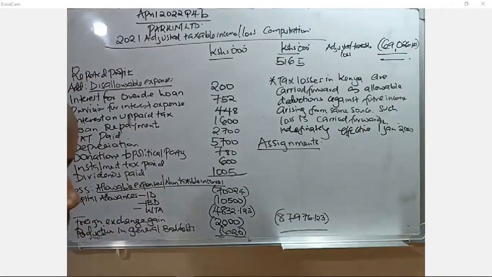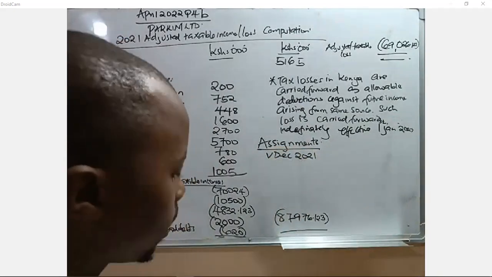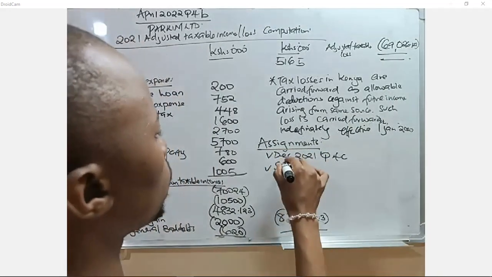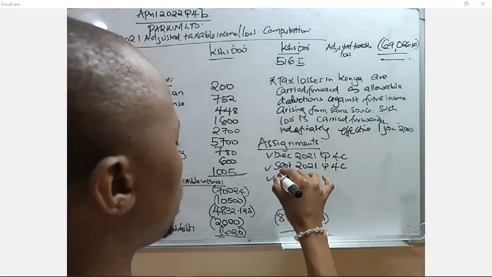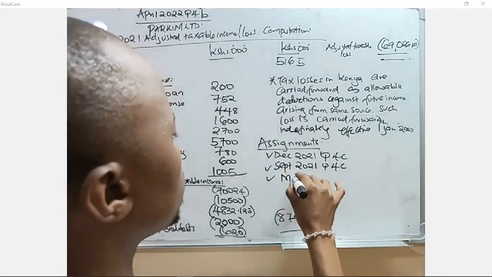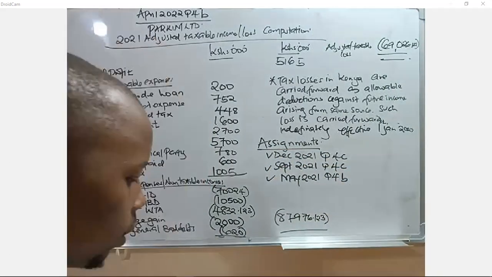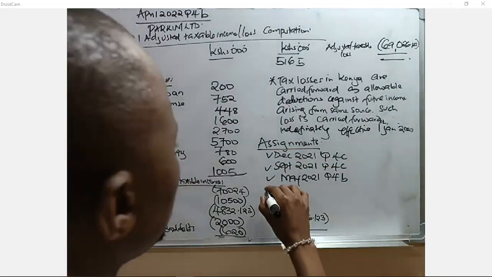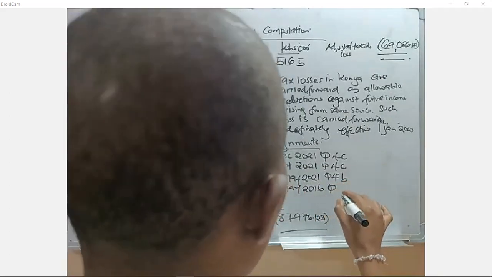Now, the first assignment you'll do is December 2021, question number 4C. The other one is September 2021, question number 4C. The other one will be May 2021, question number 4B. And then also you do another question for May 2016, question number 4B.